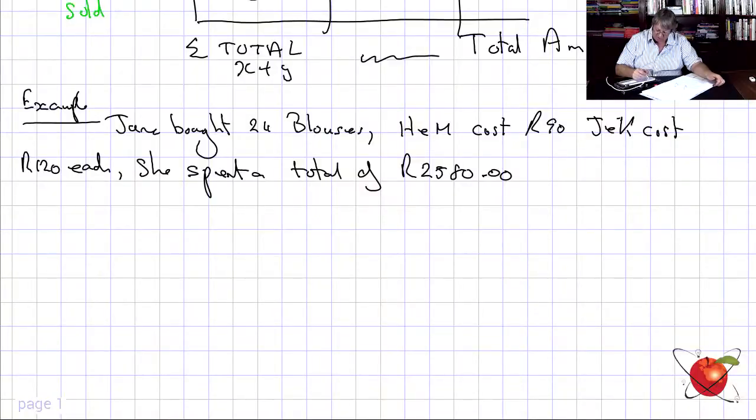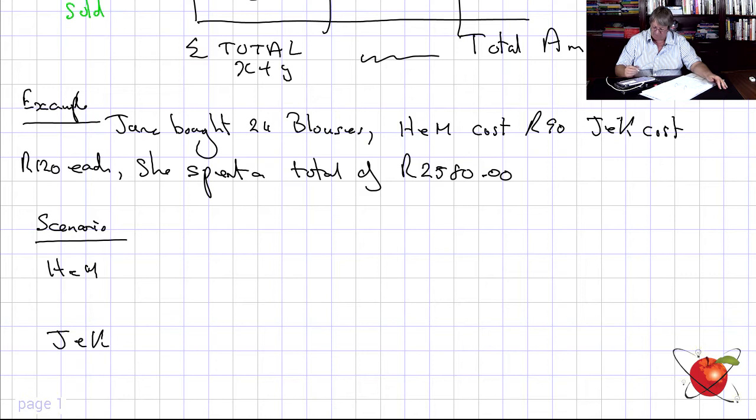What I need you to do is to say to yourself, righty-ho, let's have a look at this. Now, first thing, let's put down the table, right? And when we've got the table, we can then fill in what's missing. So first of all, our table for a financial scenario. So we've got what? We bought H and M and J and K. Okay? Then we've got quantity. Quantity over there. Unit price. Okay? Unit price and amount.